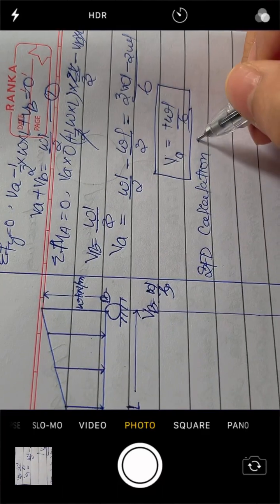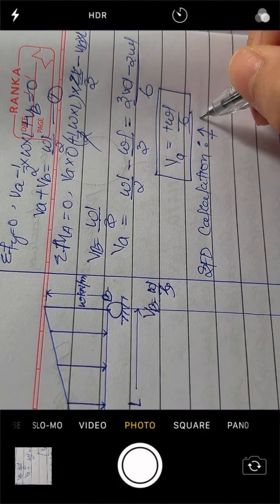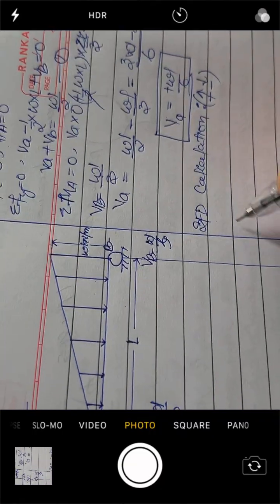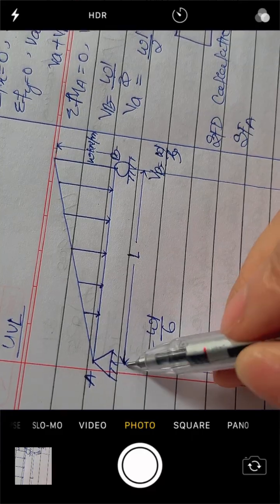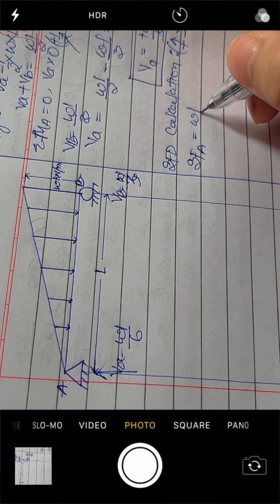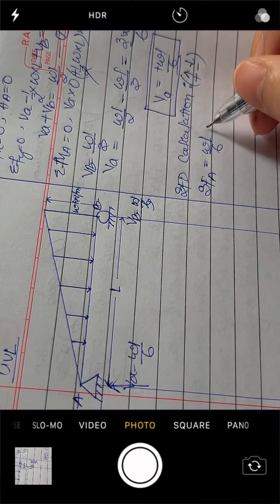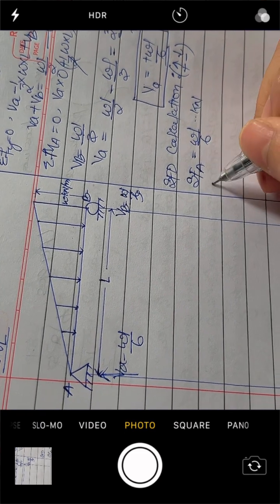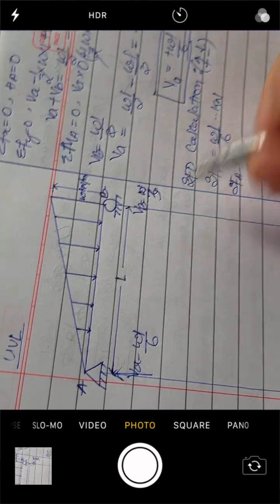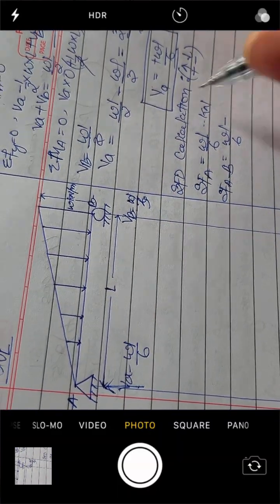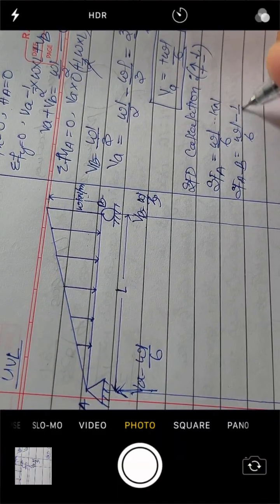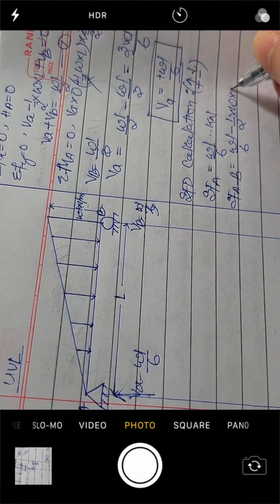After that, we'll proceed to the shear force diagram. Shear force diagram calculation. For this, we will take upward force as positive and downward force as negative. So shear force at A, this reaction is acting upward, so it's going to be WL by 6 kilonewton. Now from A to B, from here to here, it's going to be WL by 6, and for this load, UDL, it's half into base into height.